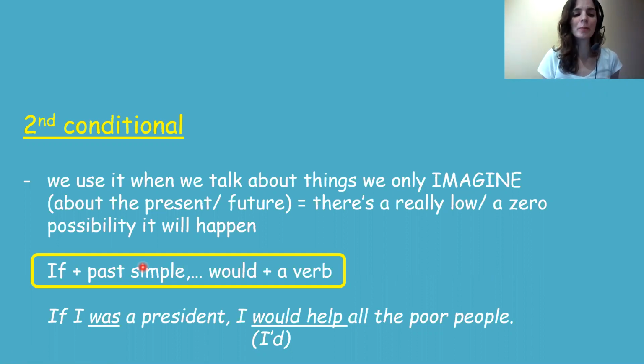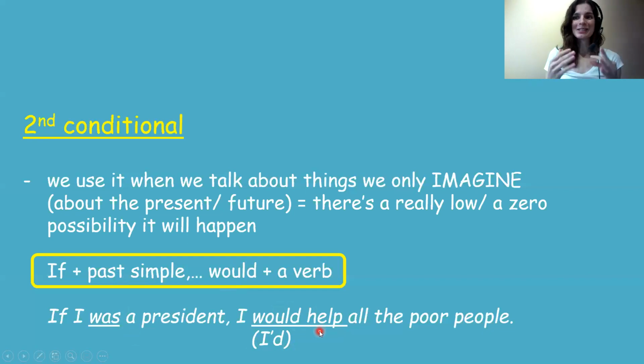When it comes to the form, again, we will use if. After if, we will always have the past simple tense, or a verb in the past simple. And in the other part of the sentence, there is going to be would and a verb. For instance, you can say, "If I was a president, I would help all the poor people." So if I was, past simple, a president, I would, verb, help all the poor people. Again, you can just use the short form, and instead of would, you can just say I'd help. I'd help.